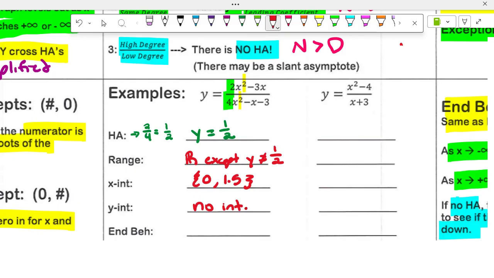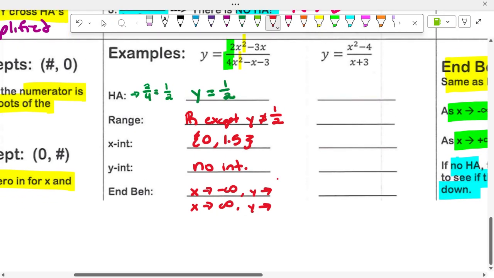End behavior, so remember that's as x approaches negative infinity, y approaches, x approaches positive infinity. Y is going to approach what for both? 1/2. Does everyone understand how that works?